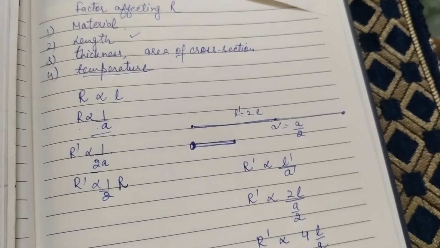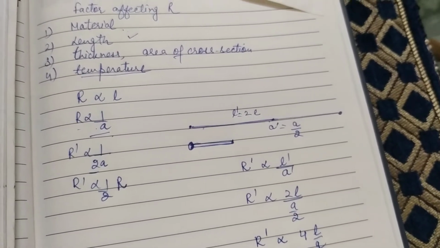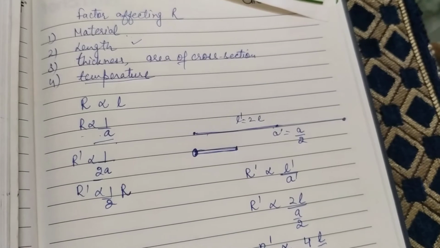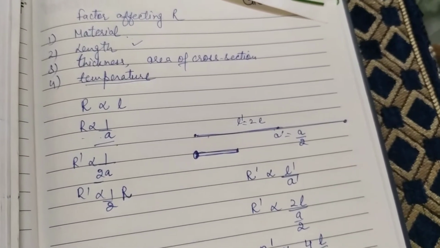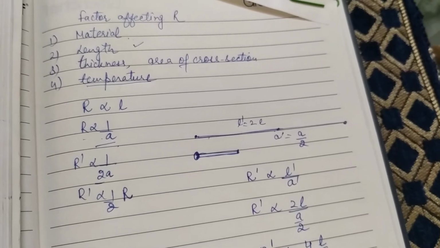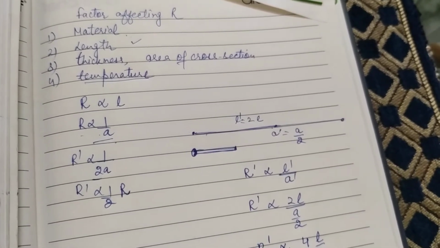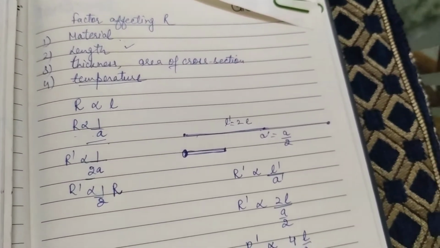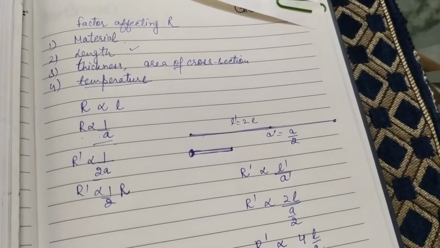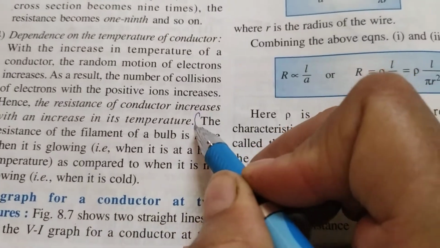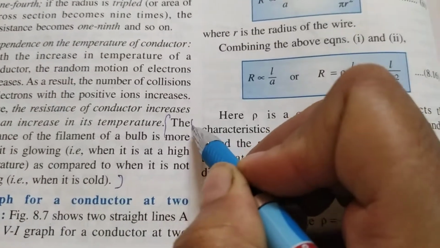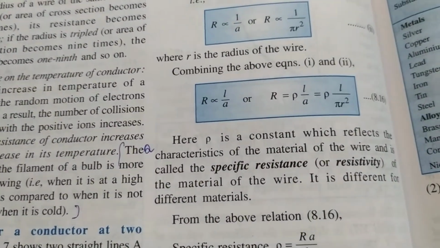That's why a filament bulb has more resistance when it is hot, meaning when it is glowing and current is passed through it, than when it is cold or when no current is passing through it. So such a kind of question can also be asked. See, this point is given here in the books, so a question can be asked from this point also.